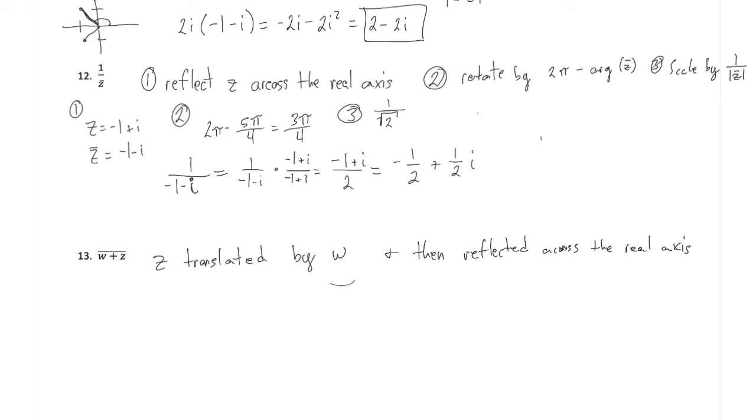Perfect. So let's do that. Now I have -1 plus i, and then that will be added to 2i, giving me -1 plus 3i. And then I'm going to reflect that. So that's -1 minus 3i. So w plus z is going to equal this, and the bar of w plus z equals this. Perfect. And that is all for Lesson 17. Thank you so much.